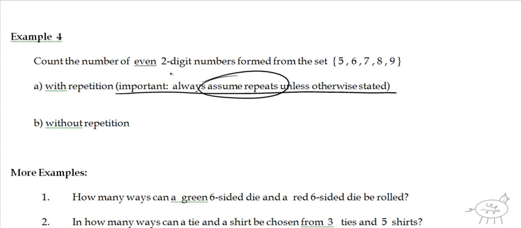And it's an even 2-digit number, so 2 slots. Now here's the deal. It's even. What makes it even? Well, of course, if it ends in an even number, so 6 or 8. Do you guys agree with that? So there are 2 possibilities. This is actually the most restrictive spot right here. Most restrictive.